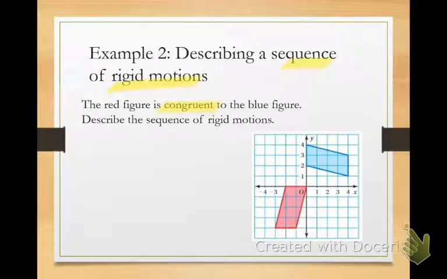Now, sequencing means that more than one thing is possibly happening, and that is true. It's not just one transformation that gets me to this point, because first I have to turn the figure so that it's facing the same direction as the blue figure. So how could you turn the figure? And when I say how, I mean what degree of rotation would turn the red figure to the blue figure? What degree of rotation?